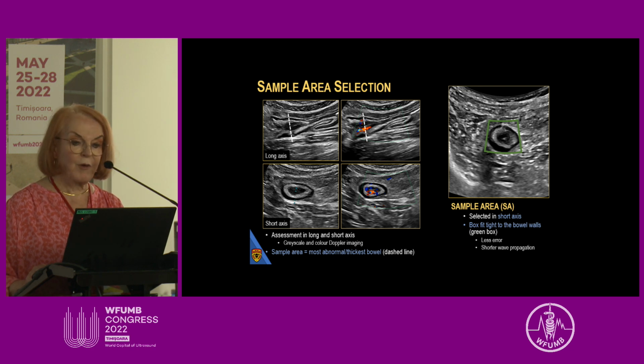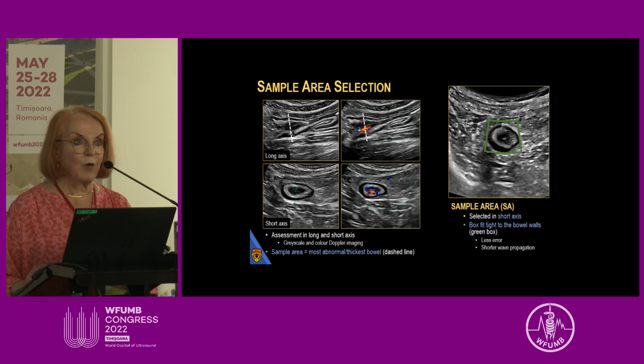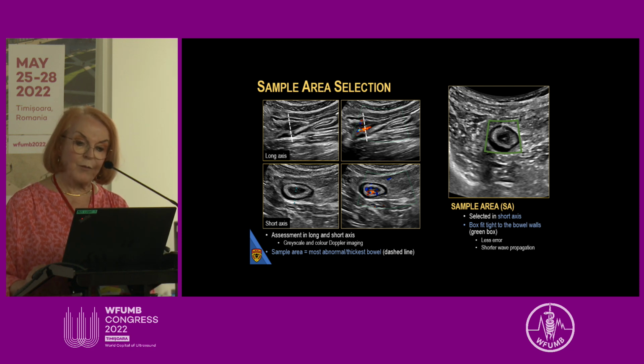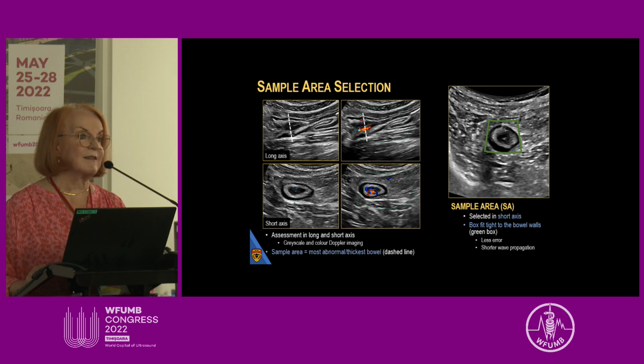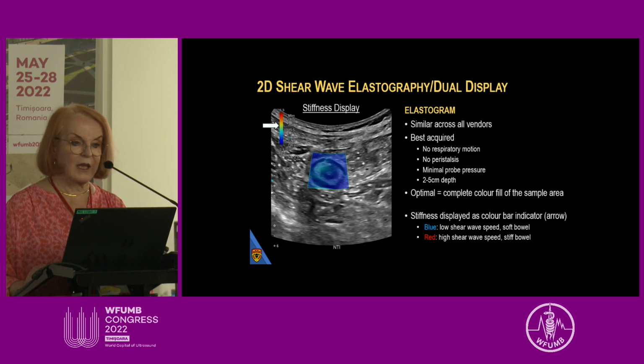And it's our own preference. It wasn't because anybody made us or published that it was better, but we felt we could place our region of interest better by looking at the bowel in axial plane. So we sweep the bowel in long axis, we go to the short axis, and then we select our region of interest. We put it within a box, and we make it as tight as possible to the margins of the bowel to get less error and a shorter wave propagation.